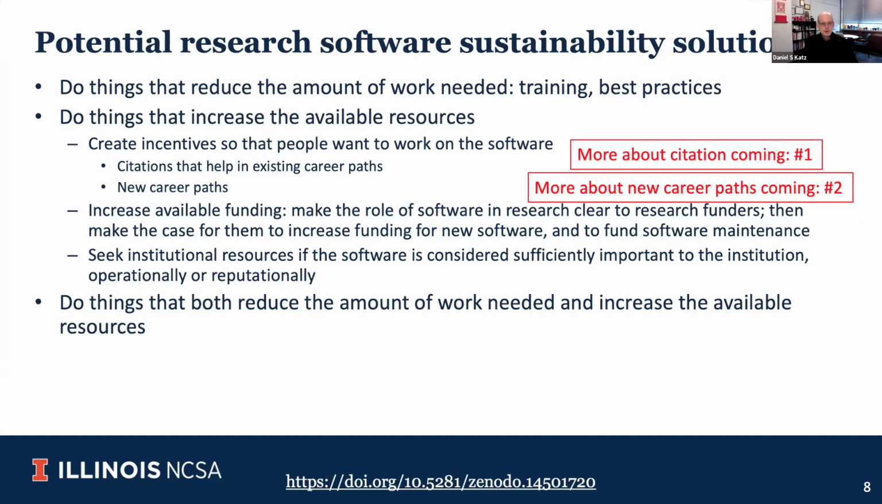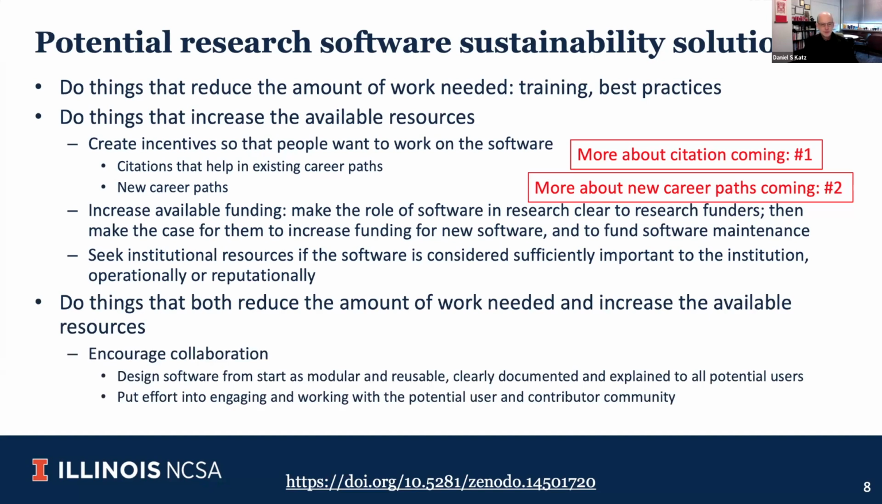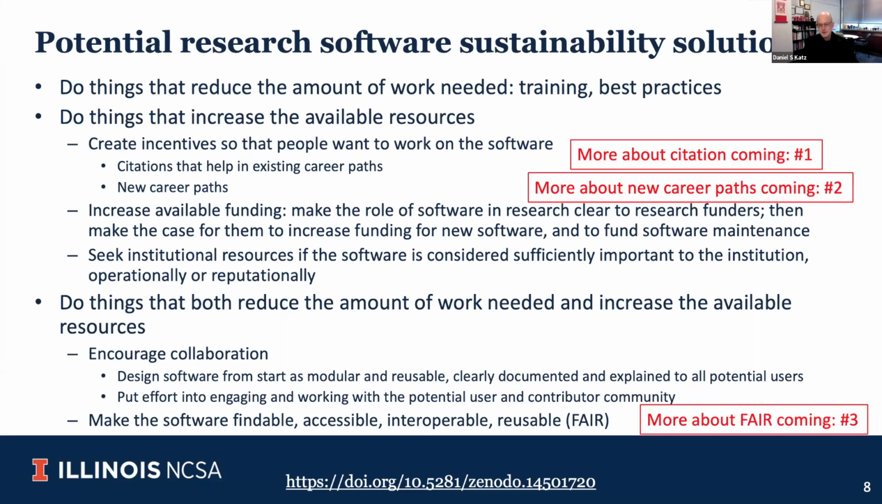And then the third thing we can do is to do things that both reduce the amount of work needed and increase the available resources. And one way of doing this is encouraging collaboration. If software can be designed and developed from the start as modular and reusable and clearly documented and explained to all potential users, and people put effort into engaging and working with that potential user and contributor community, that will start collaborations, or at least will enable them. And we also then need to make the software findable, accessible, interoperable, and reusable, and that's the FAIR acronym that you've probably heard before. And I'll talk about that more in the third little piece that's coming up.